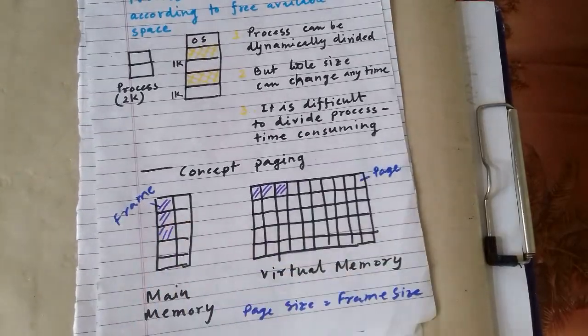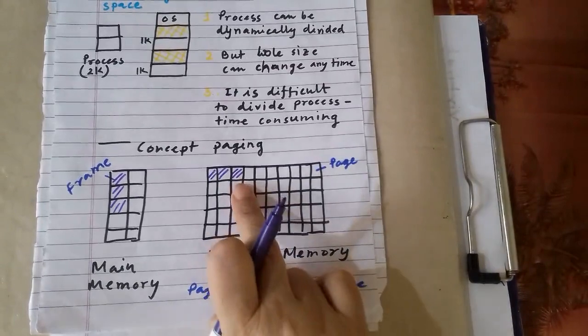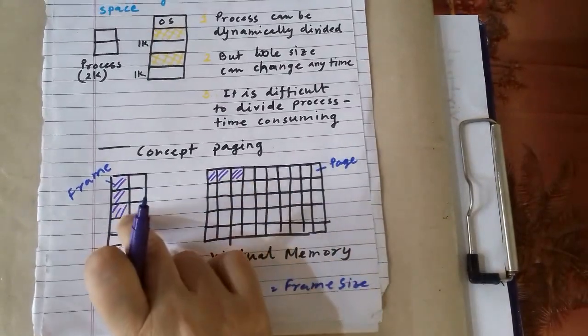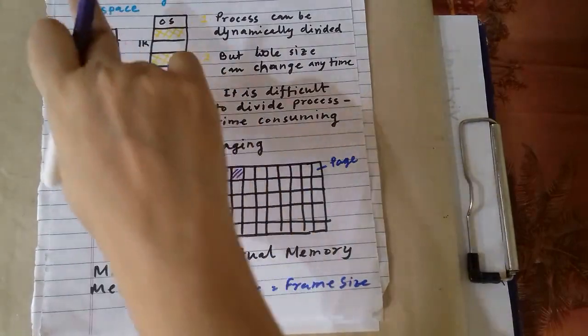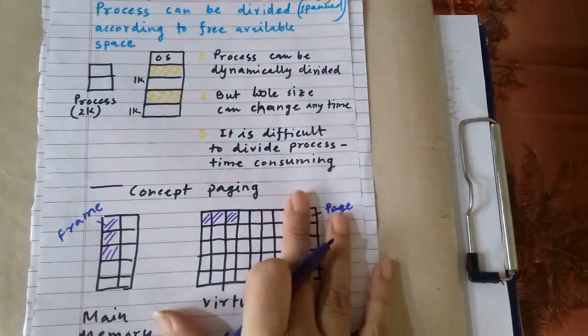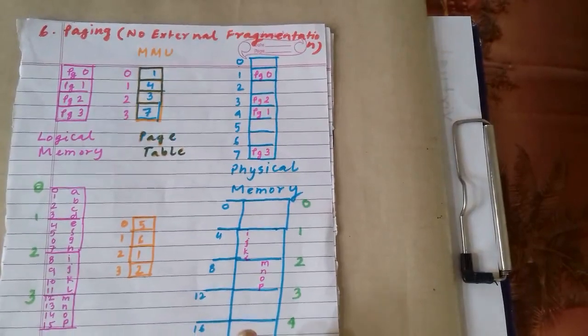So there is no internal fragmentation. Why is there no internal fragmentation? Because page size equals frame size. If it takes 3 pages here, it will fit into 3 frames here. So we can avoid internal fragmentation in non-contiguous memory allocation. Next we will go for paging.